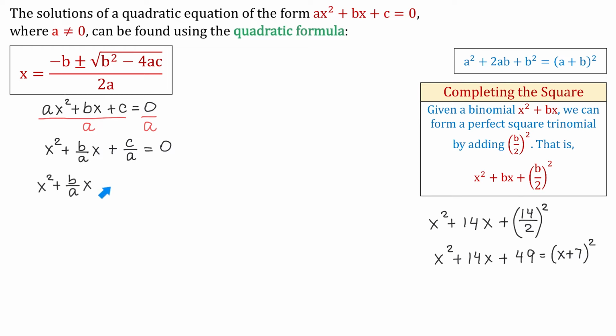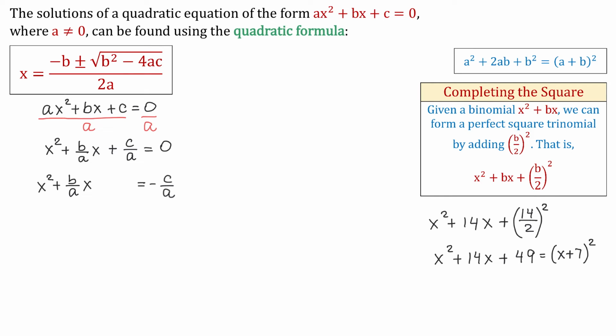Then I will leave here some space and I will move c over a to the right, and I will have negative c over a. Now on the left side we have a binomial and we will use completing the square to form a perfect square trinomial. So to form a perfect square trinomial, we need to take the number in front of x divided by 2 and raise the result to the second power.